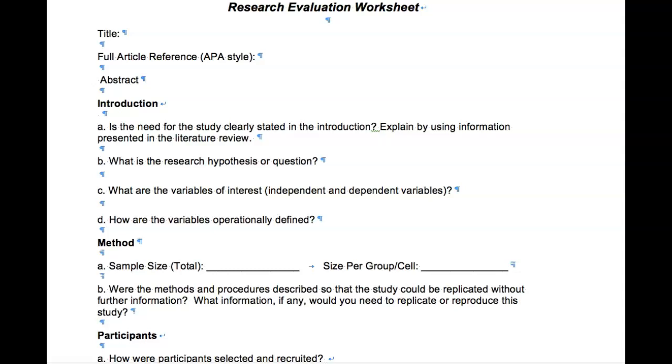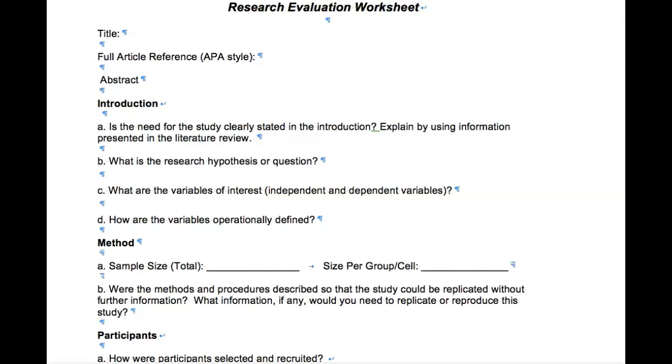And then where it says title, list the title of the article, and then give the full reference for the article in APA format. You may want to use the APA citation generator to do that. Where it says abstract, just copy and paste the abstract in there. That's all you need to do for that. Then you're going to start answering questions.